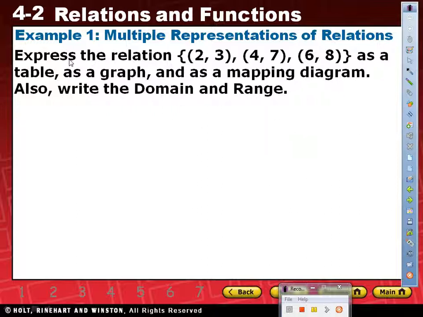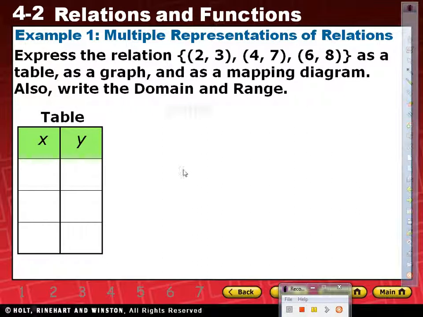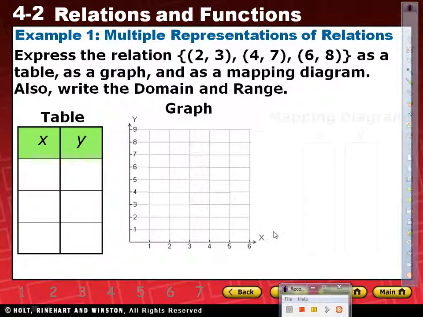Example 1. Express the relation 2, 3, 4, 7, 6, 8 as a table, as a graph, and as a mapping diagram. And at the end, also write the domain and range. No, not the whole thing, just the black text. Okay? You don't have to write the blue stuff. All right? And then copy this down, copy this table, copy this graph, and copy this mapping diagram.